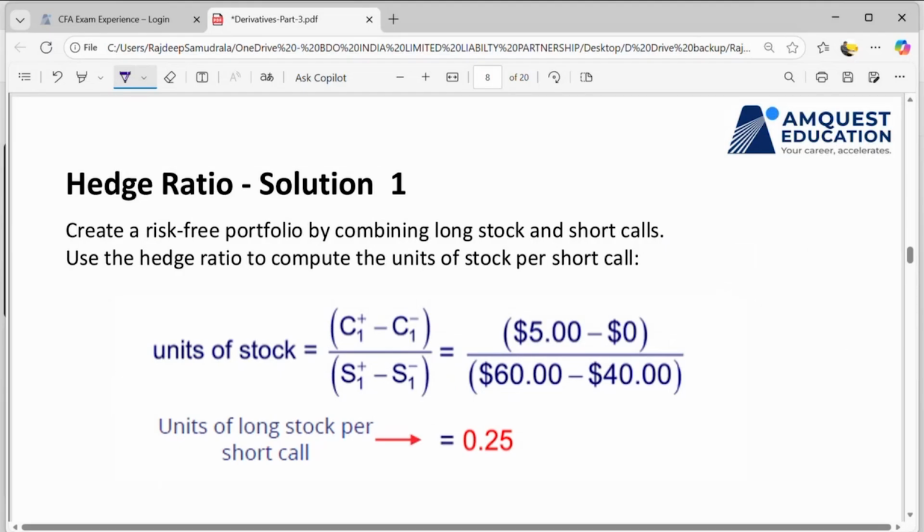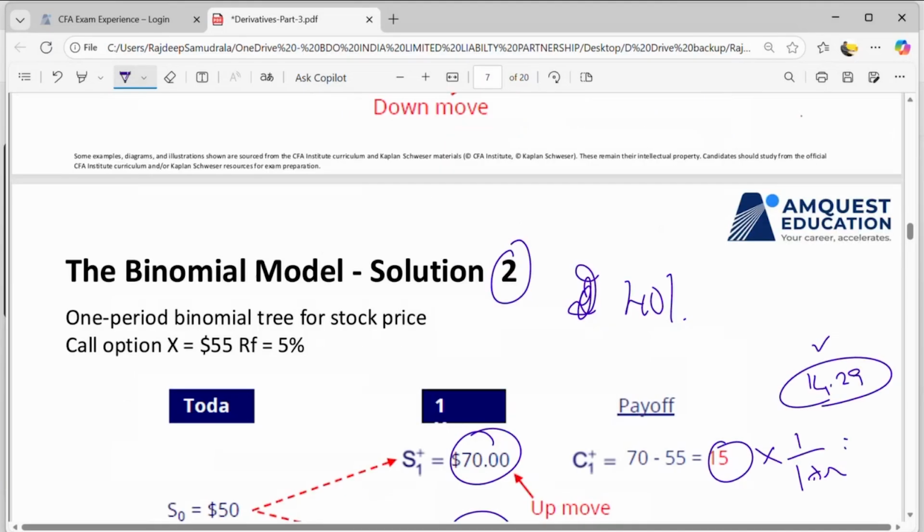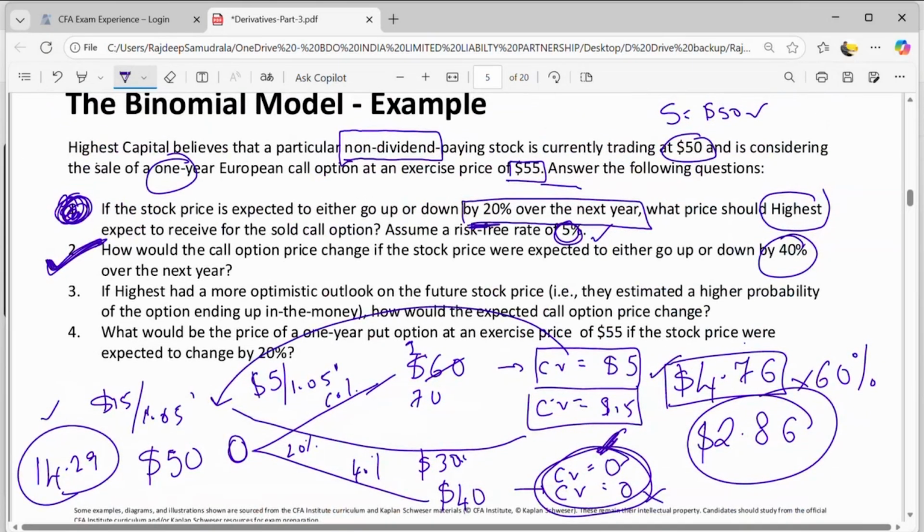Now a new concept, probably the last concept and an additional one, is the hedge ratio. The concept of hedge ratio essentially talks about how many units of stock I should have in order to hedge my stocks. Okay, now just quickly, let's go back to the question first.